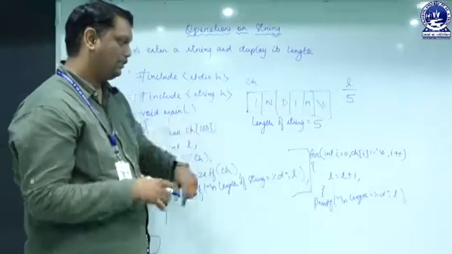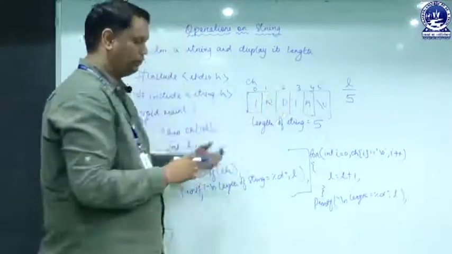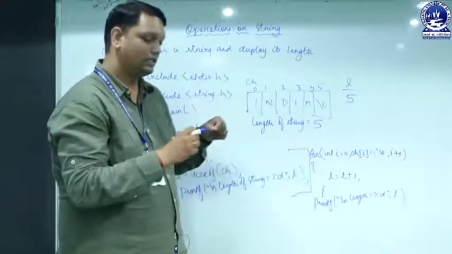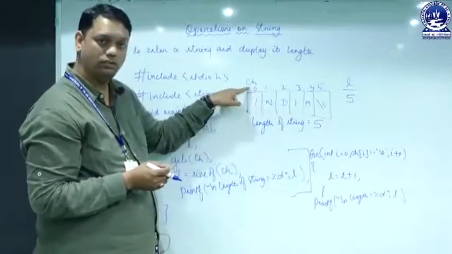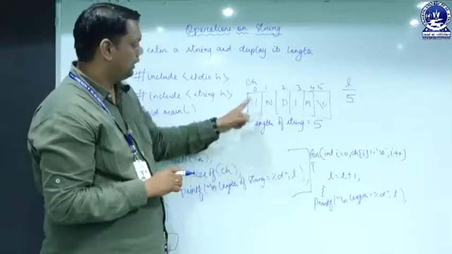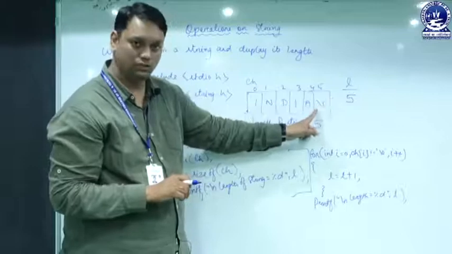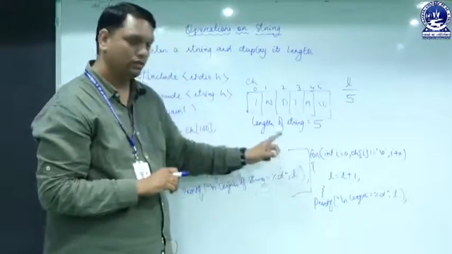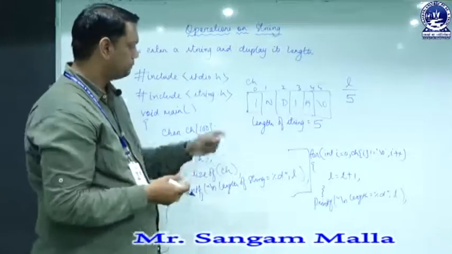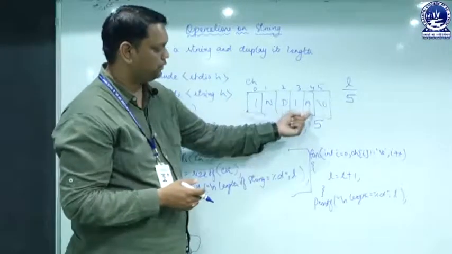That means what? As we know, the index always starts with 0. So we have taken a variable i which will hold the value 0, that is index number 0, and it will continue until it comes to backslash 0. That means it will start from index 0 and go up to 5, that means backslash 0. Until the loop terminates, the value of l will be incremented by 1. That means the value of l will be 1, then 2, then 3, then 4, then 5.